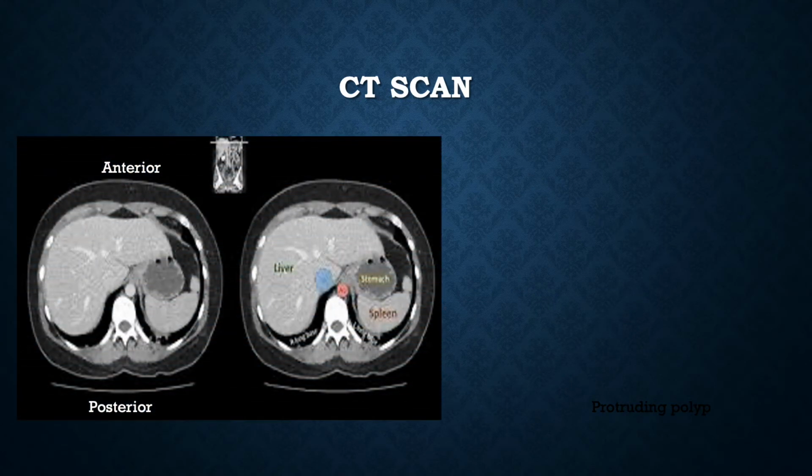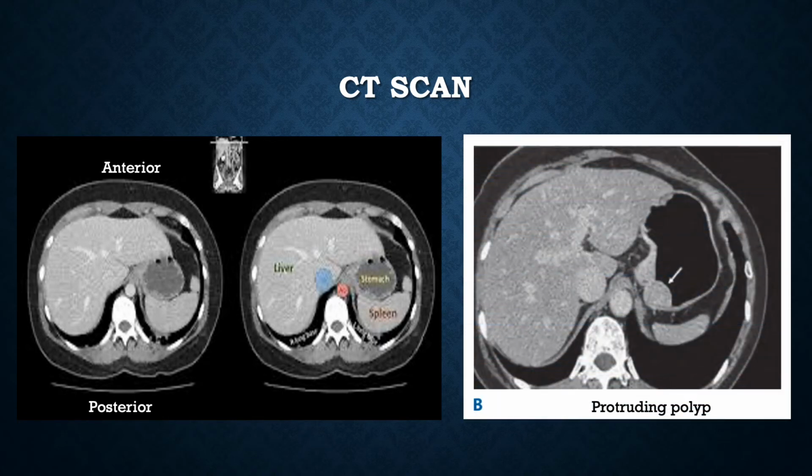This is a normal CT scan of a patient. In this image, we can see clearly a protruding exophytic lesion on the stomach, which is a protruding polyp, as you can see on the arrowhead.